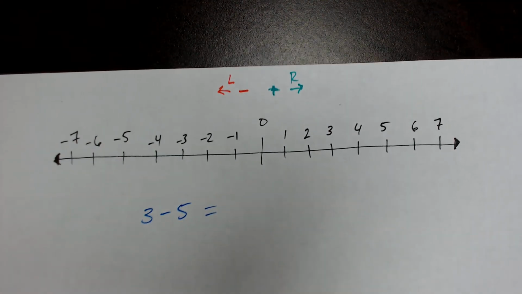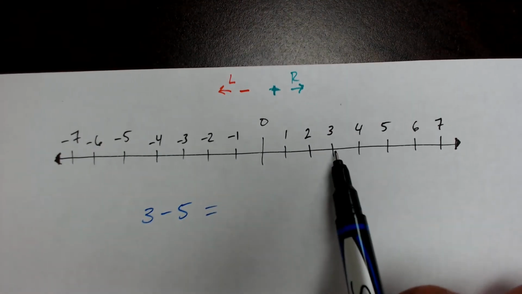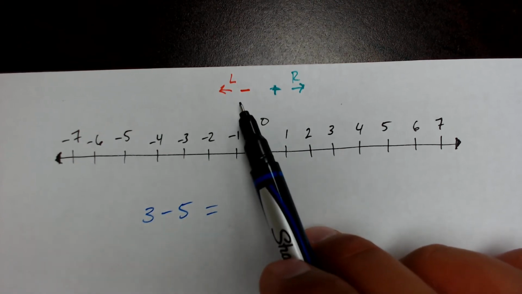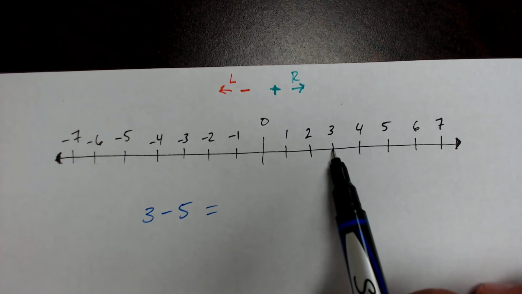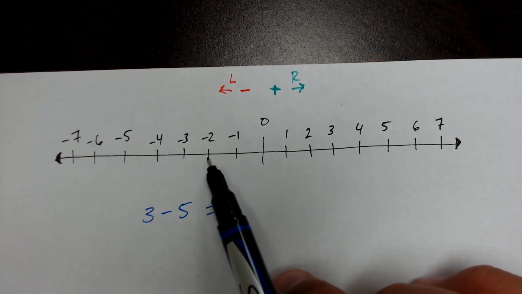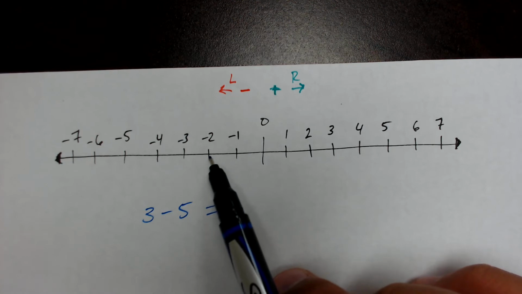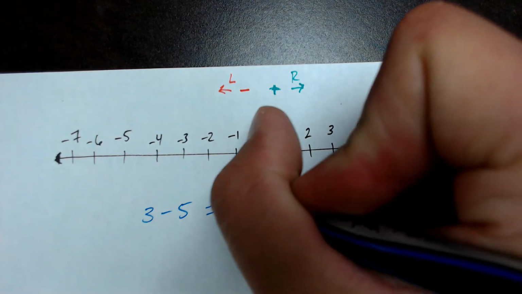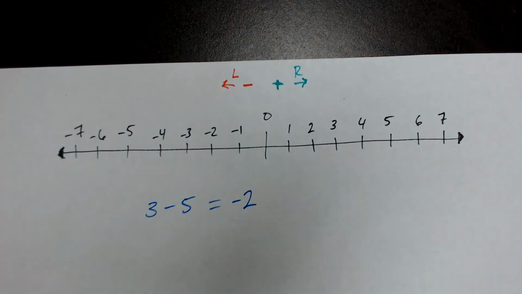So the way we would do this is we'd start off at the number 3, right? And in order to do minus 5, we would subtract 5 spaces to the left. So we'd go over 1, 2, 3, 4, 5. We've subtracted 5 spaces from the number 3, and we stopped on the number -2, which means that our answer is -2. Now, that might seem a little weird, but this will also work with traditional subtraction.